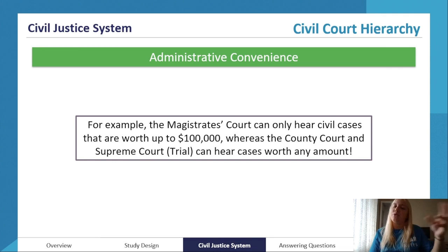So this is what I meant when I said the civil court hierarchy is different. Magistrate's court can only hear claims up to $100,000, but County Court and Supreme Court Trial Division, unlimited amount. Anything above the magistrate's court is an unlimited amount of money. Okay? So that's what the claim is going for. That's how much money the plaintiff is asking for from the defendant. Okay? This threshold.